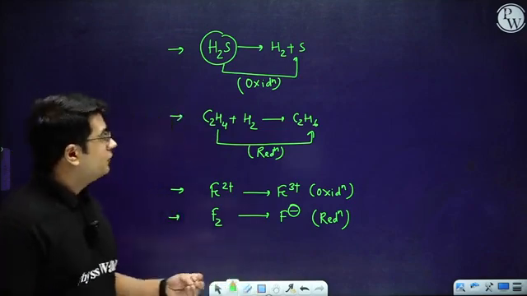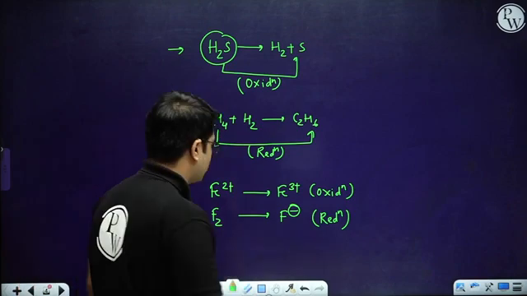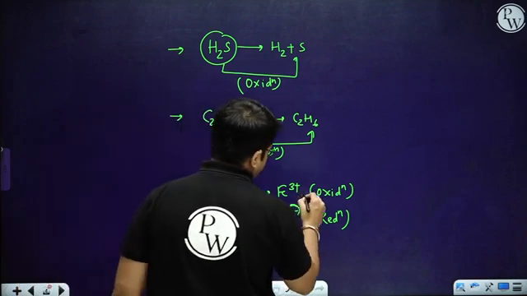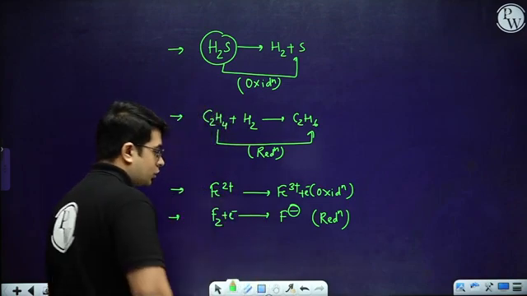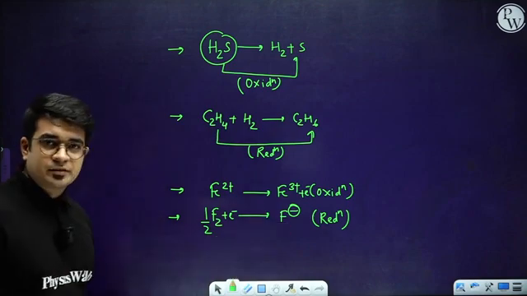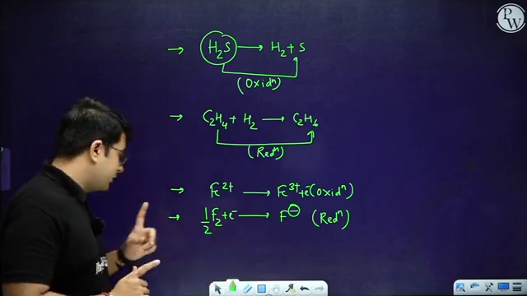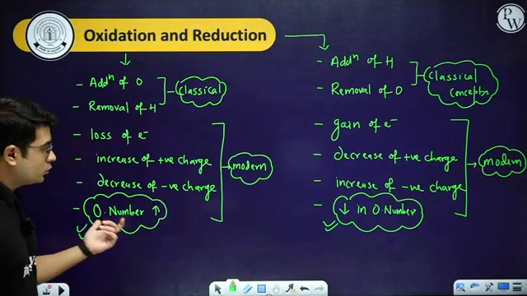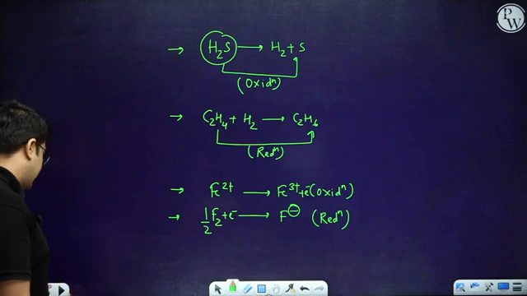But again, we know addition of hydrogen, removal of hydrogen, we know loss of electron, we know gain of electron, because in this case you can see there is a loss of electron, and in this case there is a gain of electron that takes place. So that's why it is basically oxidation as well as reduction. So the entire part is now clear, but the only thing which is not clear is how to deal with this oxidation number part. That part is very easy to understand.